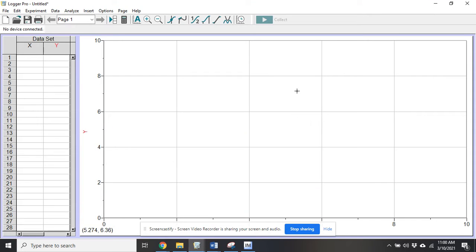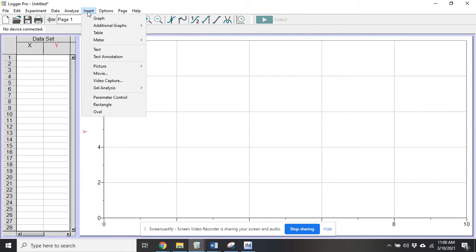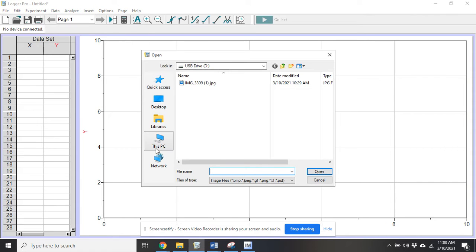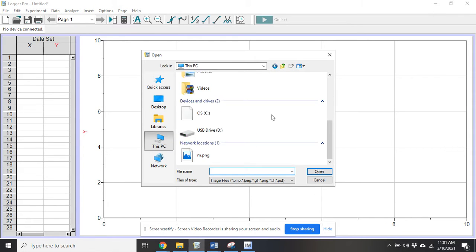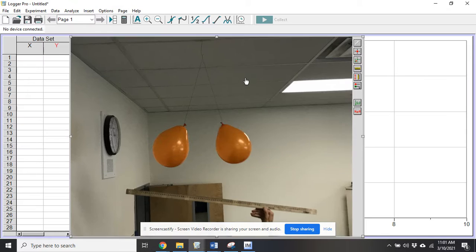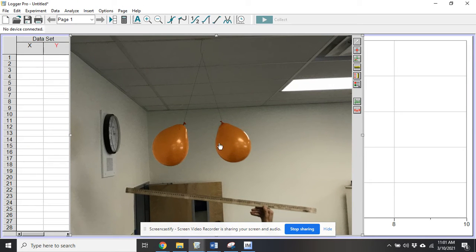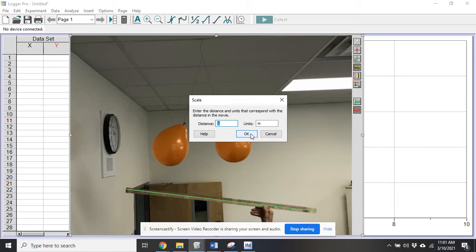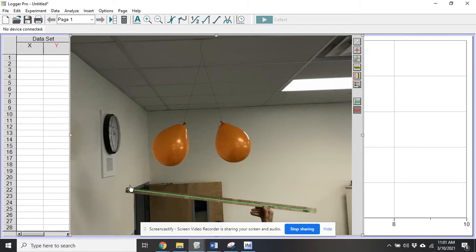Okay, to analyze the photo that students took of their repulsive balloons, we're going to insert in Logger Pro a picture with photo analysis, and I have a student's photo here on my USB drive. So here are two balloons being repulsed because they have an electrostatic charge on one another. And I'm going to tell Logger Pro that this is 1 meter from there to there. So I've just set the scale that's 1 meter.